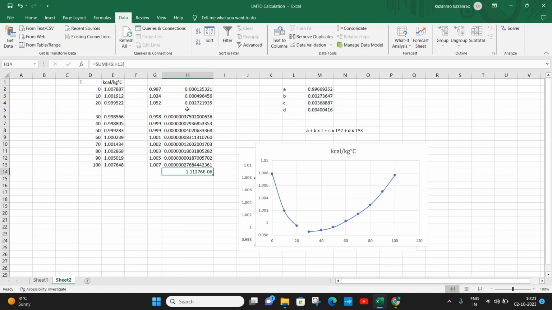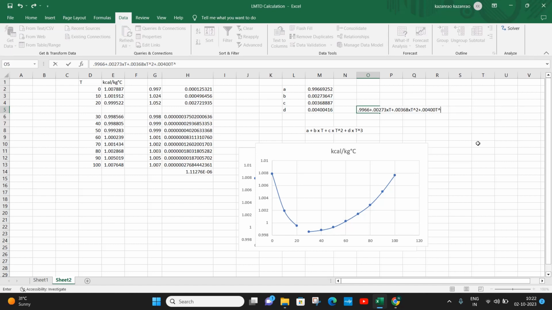with a similar set of variables. So now for 30 degrees to 100 degrees, the equation is 0.9966 plus 0.00273 into temperature plus 0.00368 into temperature square plus 0.00400 into temperature cube.